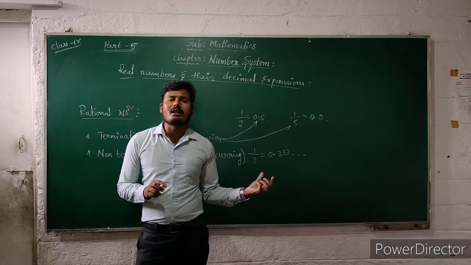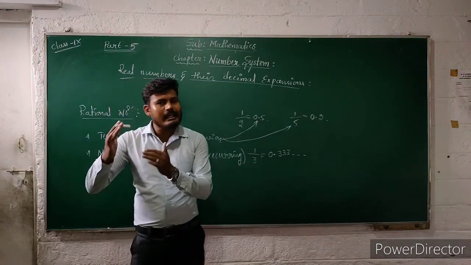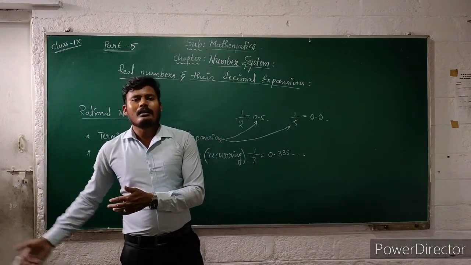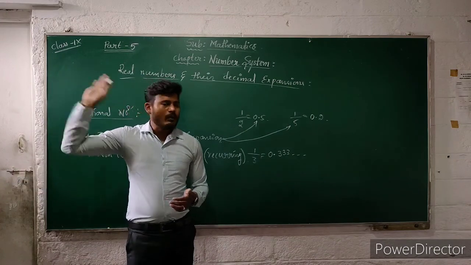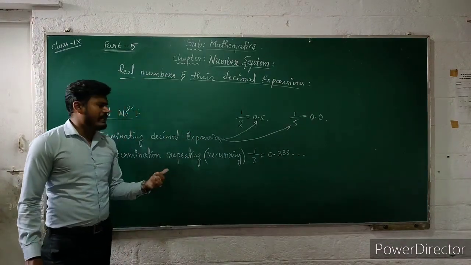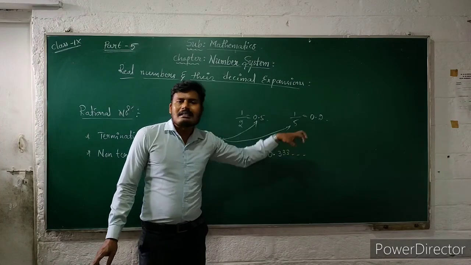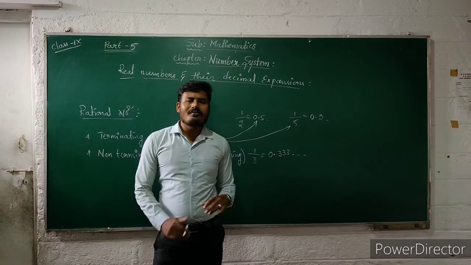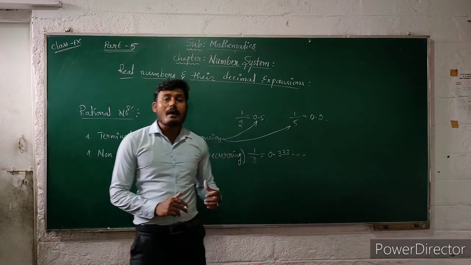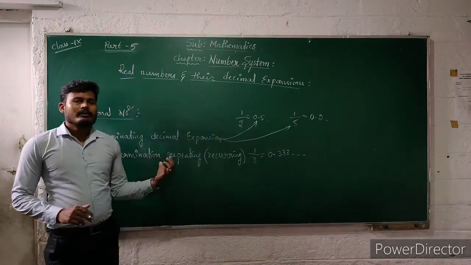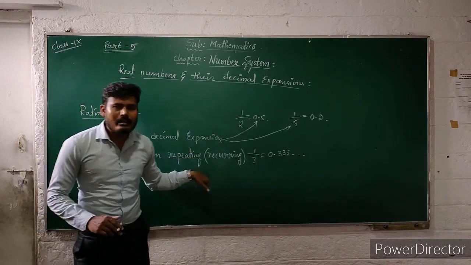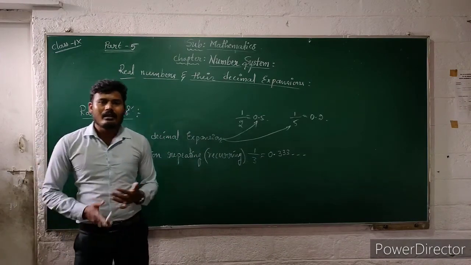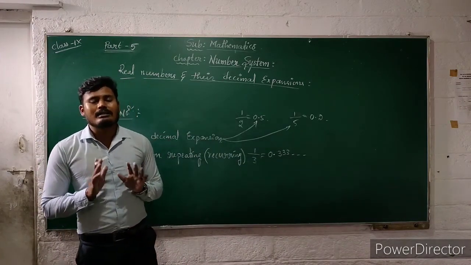This kind of decimal expansion won't end at any stage. Thus, it is continuously carried out step by step, and repeating means it repeats some values again and again. So that's why these kinds of decimal expansions are called non-terminating and repeating decimal expansions. Here, the alternate name of repeating is recurring. Recurring or repeating, both are the same.